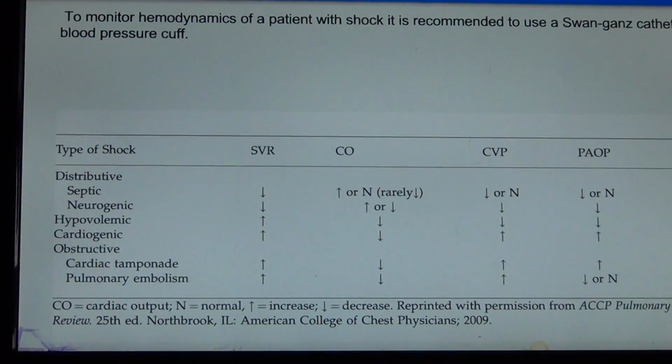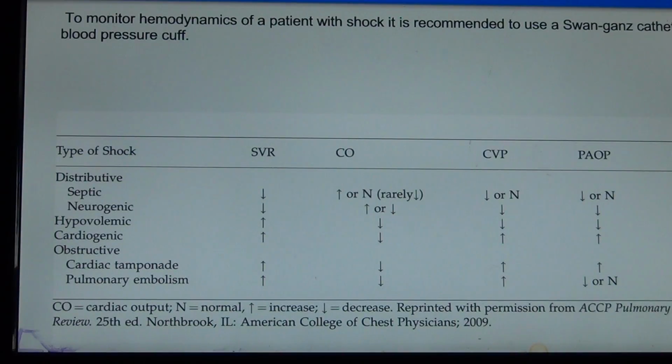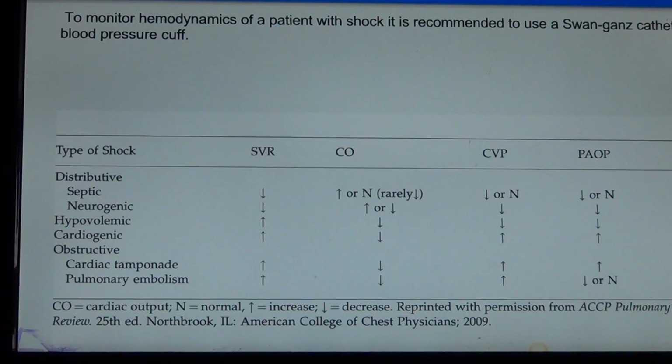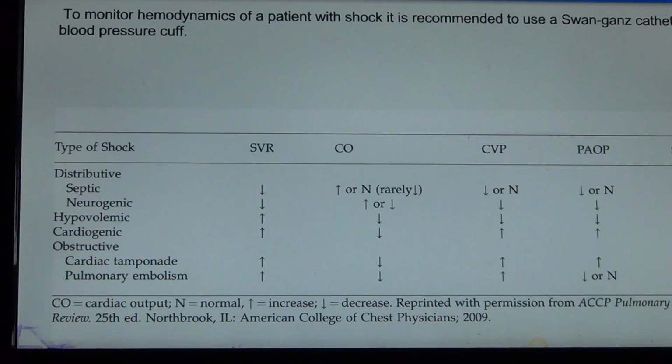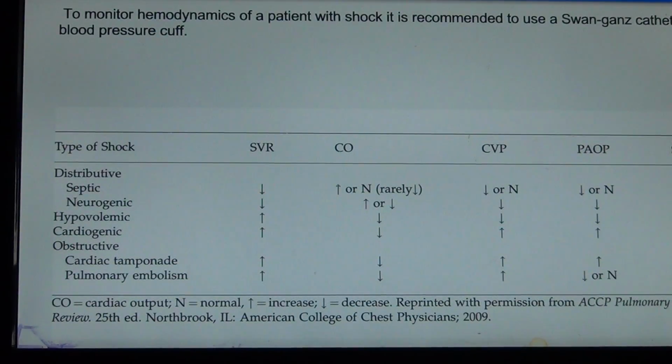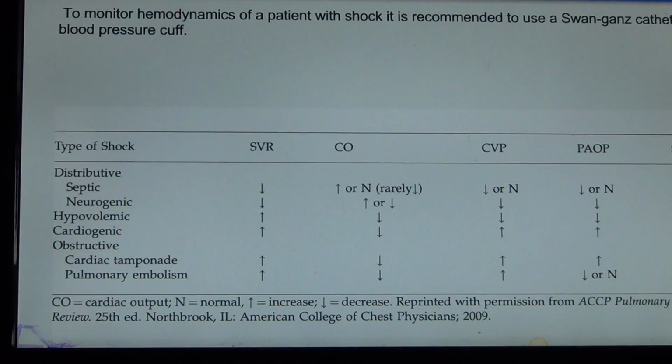On this slide, it's showing the hemodynamic monitoring and findings. To monitor the hemodynamics of a patient with shock, it is recommended to use a Swan-Ganz catheter and a blood pressure cuff to monitor the patient's blood pressure regularly. It shows all the types of shock on one side of the chart, and it goes over the systemic vascular resistance, the cardiac output, the central venous pressure, the pulmonary artery wedge pressure, and the mixed venous oxygenation saturation.